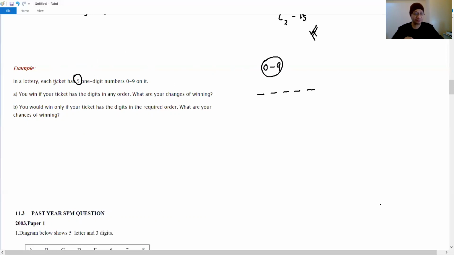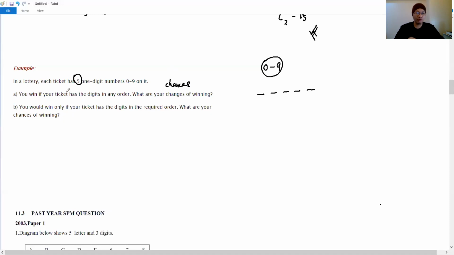You will win if your ticket has the digits in any order. What are your chances of winning?